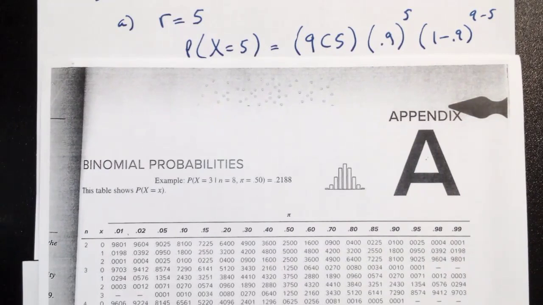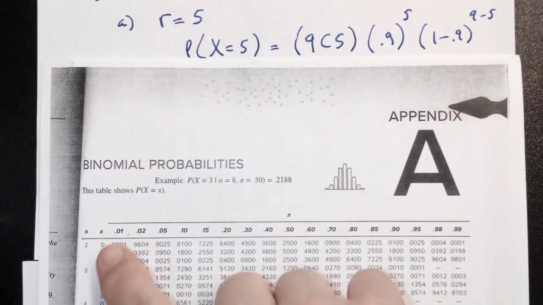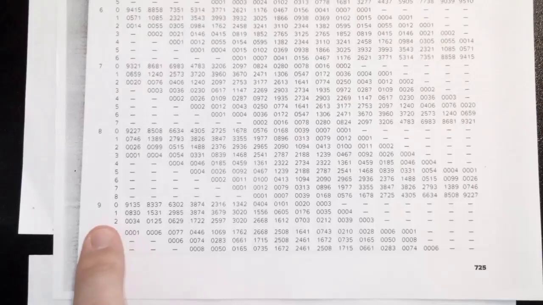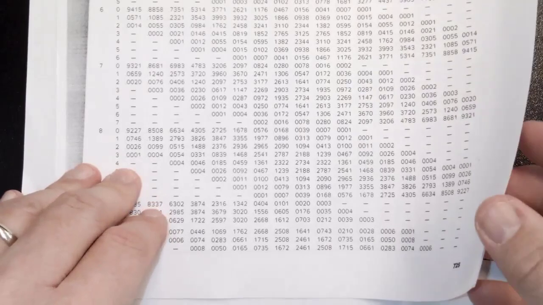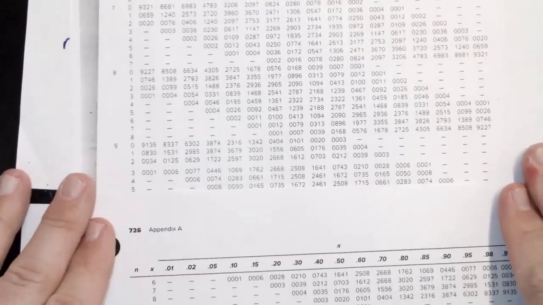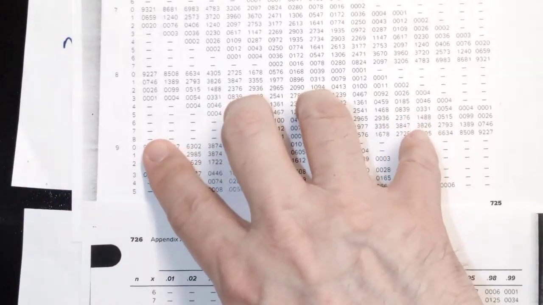I need to know two numbers. I need to know how many times we're doing the experiment. I need to know the chance of success. The problem we just did had 9 trials. So I look for the number of trials until I find 9. Now, this is way in the back of the book, and 9 actually spreads to the top of the next page. What I have next to 9 are a bunch of other numbers.